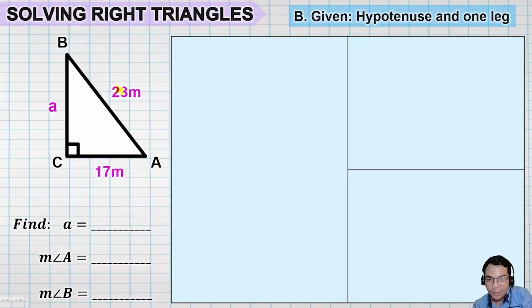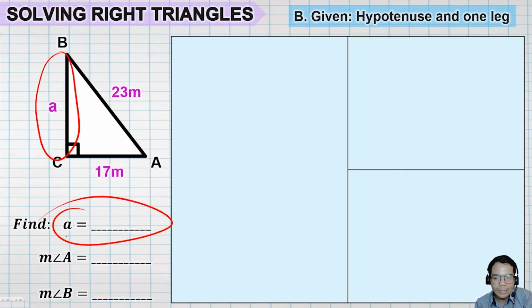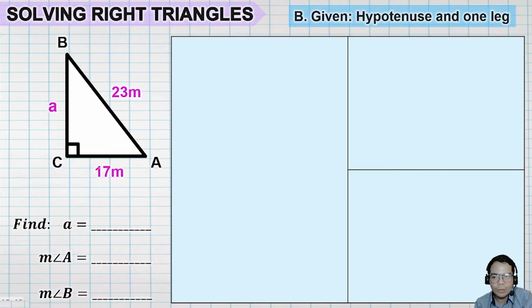So, if the hypotenuse is around 23 meters and one of the legs measures 17 meters, we are to identify the following. First, ano yung sukat ng isang leg? Si A. Second, ano yung sukat ng dalawang acute angles natin? Si angle A at saka si angle B. So, halos pares lang din naman nung kanina.